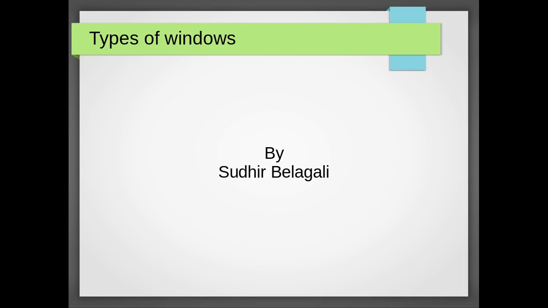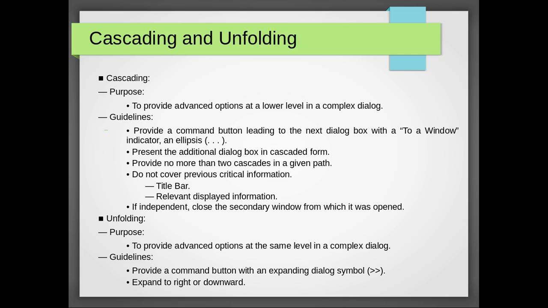Hello all, welcome again. Let's continue the types of windows here. There is one more type called cascading and unfolding. The purpose of cascading is to provide advanced options at a lower level in a complex dialog. There are some guidelines for the cascading window.